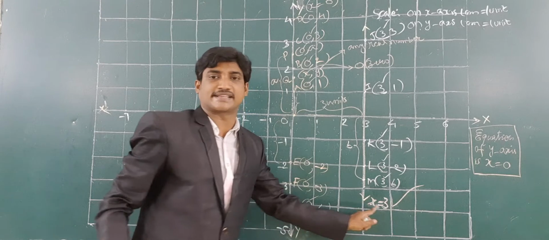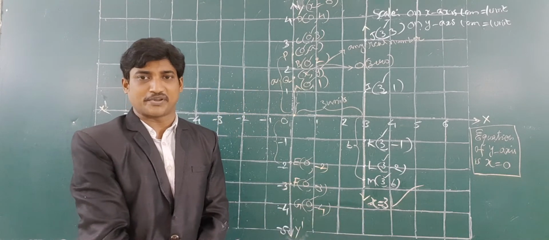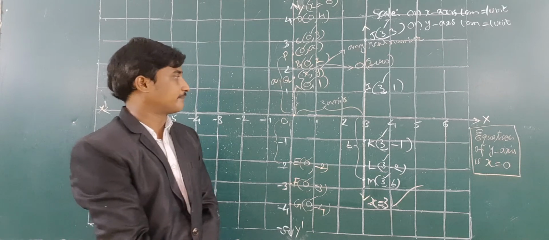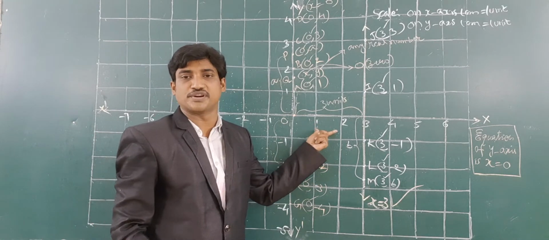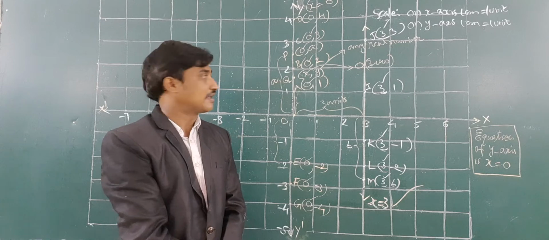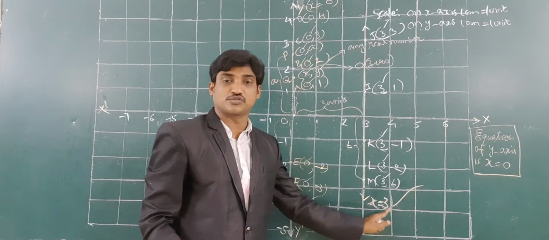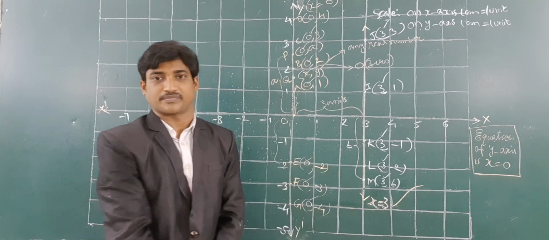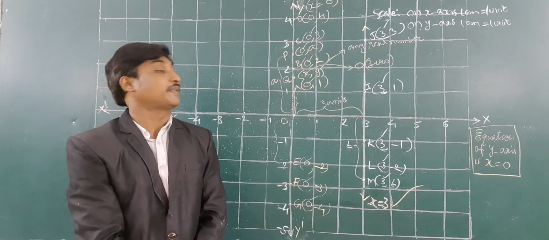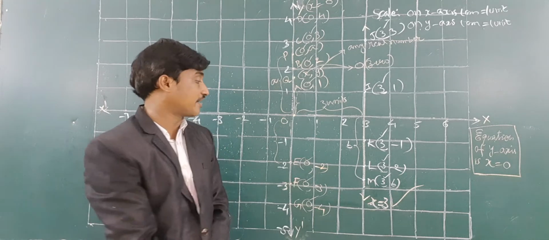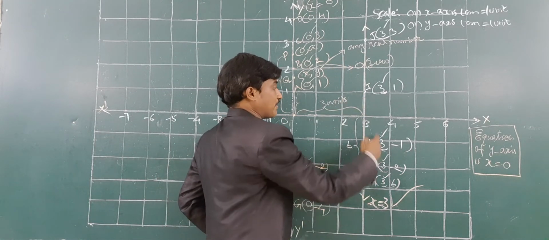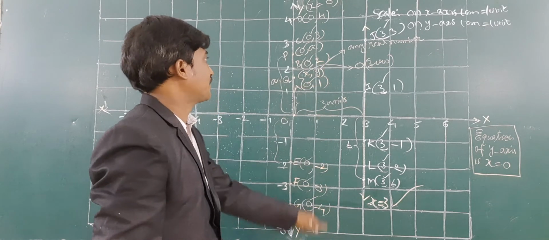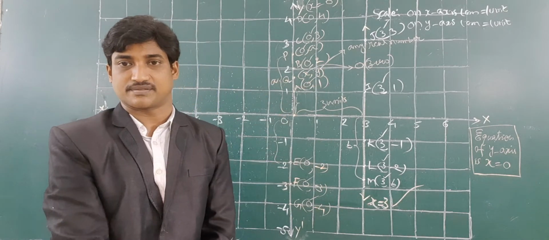So line x equal to 3 represents a parallel line which is at a distance of 3 units from y-axis. Line x equal to 3 is parallel to y-axis. On the other hand, we can say line x equal to 3 is perpendicular to x-axis. Line x equal to 3 is parallel to y-axis.